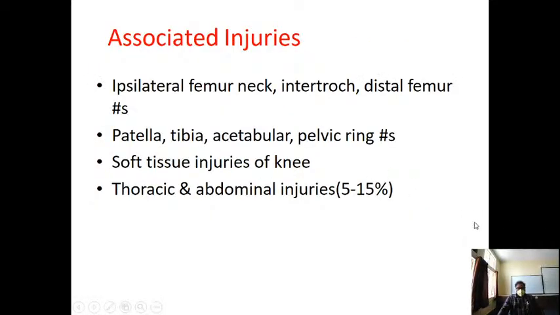Coming to associated injuries, you must check for an ipsilateral fracture of the femoral neck, and also distal femur fractures. Fractures of the patella, tibia, acetabulum, and pelvic ring are usually common. And soft tissue injuries around the knee, particularly ligamentous injuries: collateral ligaments might get damaged along with the ACL and PCL because of the high velocity trauma. And also thoracic and abdominal injuries.